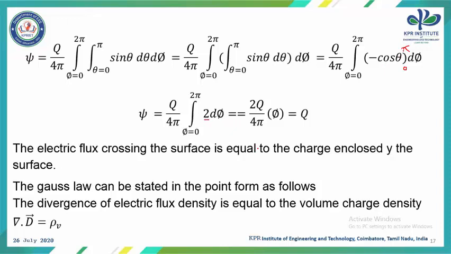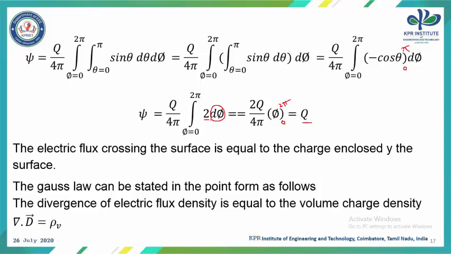Now psi equal to Q divided by 4 pi into integral 0 to 2 pi, 2 d phi. Now you have to integrate for d phi. If you integrate this, you are going to get only phi. The limit is 0 to 2 pi, so substitute upper limit minus lower limit. 2 pi minus 0, you get 2 pi. Already 2 is there, so 2 into 2 pi, 4 pi. 4 pi and 4 pi are going to get cancelled. Finally you are going to get the Q value.